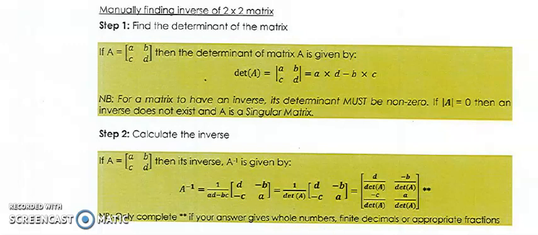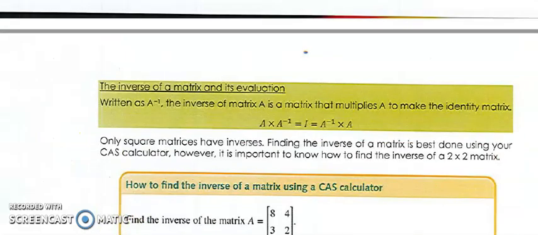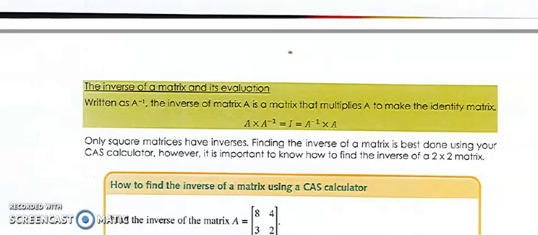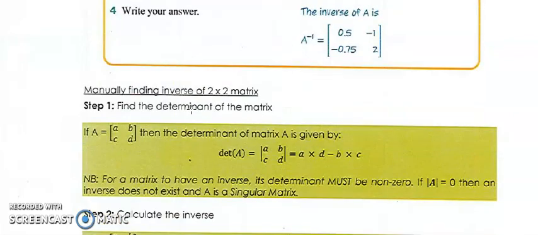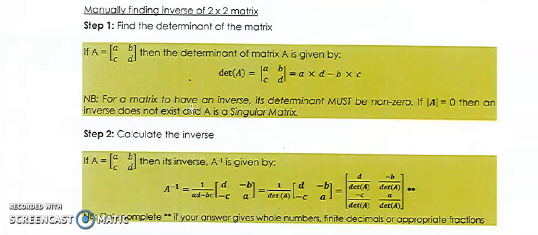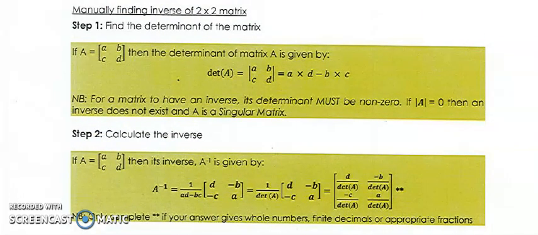This is part 2 of exercise 5H. We just found the inverse matrix using the calculator, with a 2x2 matrix. We want to now manually find this.